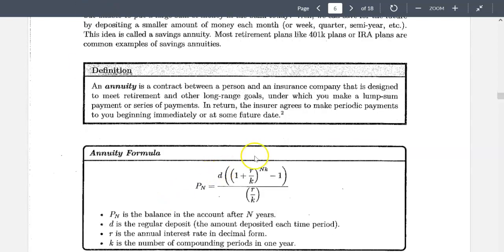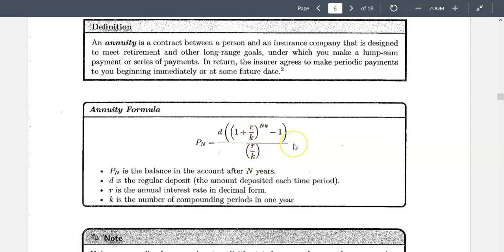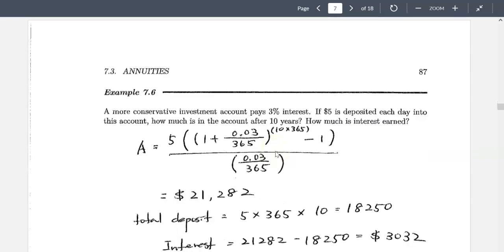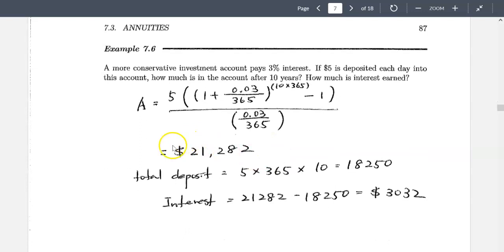So here's a formula. It looks complicated, but as long as you do it step by step, it should be okay. You've probably seen most of these symbols already. Let's look at an example, which is probably easier. So here we go.